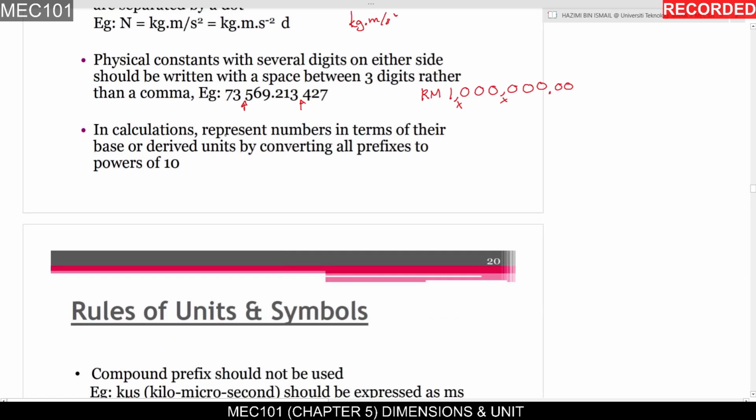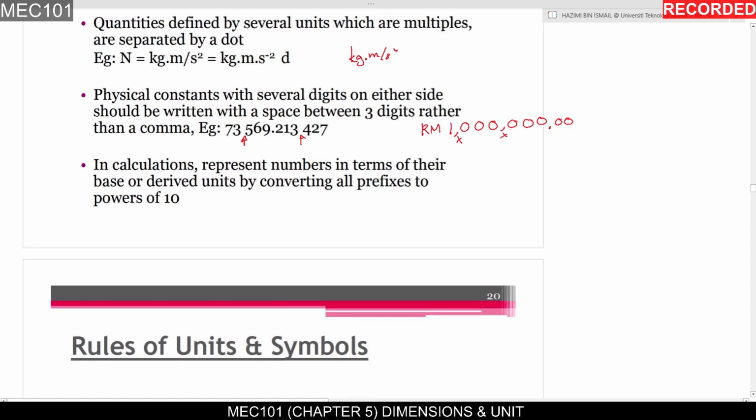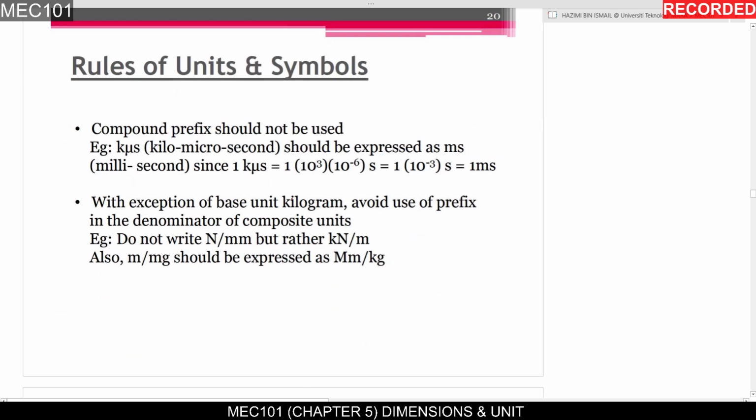So in calculations, represent numbers in terms of their base or derived units by converting all prefixes to powers of tens. It's recommended that you convert all the numbers to powers of tens. You have to use the prefix to convert the numbers to the power of tens.